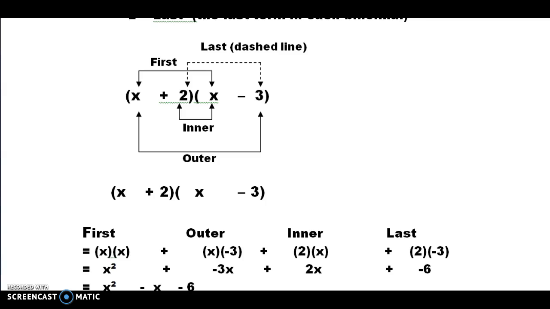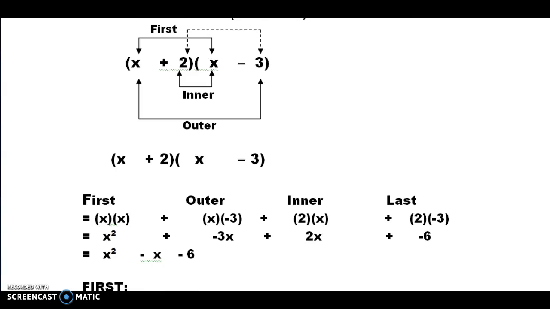X times x gives us x squared. X times negative 3 gives us negative 3x. And 2 times x gives us 2x, and then the last one, 2 times negative 3, gives us negative 6. When we combine those, the two terms that we have for the outer and inner combine because they are like terms. So we add negative 3x plus 2x gives us negative 1x, or simply negative x. So our answer for this one then is going to be x to the second minus x minus 6.